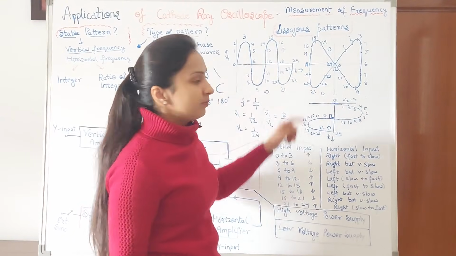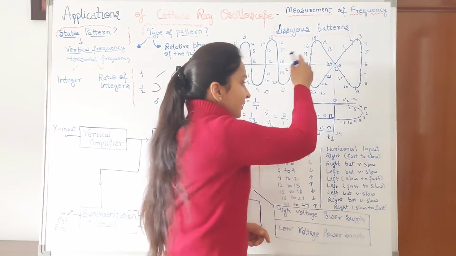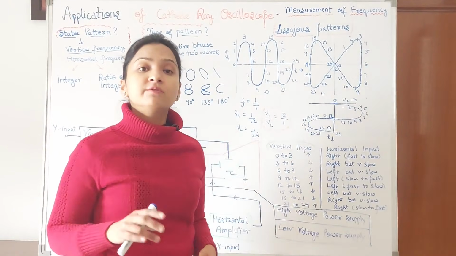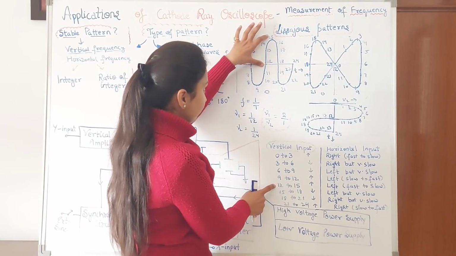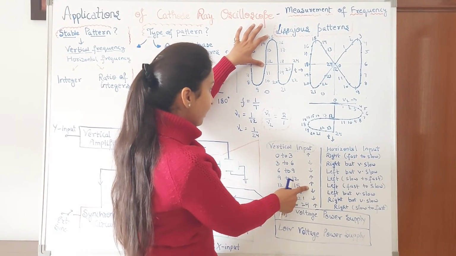So the net motion will be like this. So you will observe a pattern like this. Similarly, you can check for the other time intervals as well. Like from 12 to 15. 12 to 15 you need to move up.